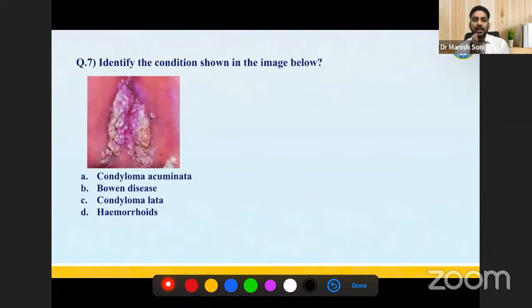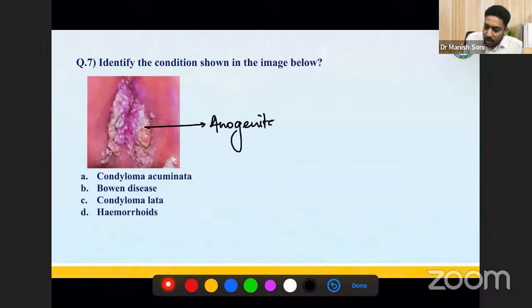Moving to the next question, again a very important question. This question has been asked many times recently in your screening exam, especially they asked the treatment for this condition. Identify the condition shown in the image below. What you can see is that in the groin, in the genital area of the patient, there is a very rough, warty growth. These are anogenital warts. Anogenital warts are also known as condyloma acuminata.